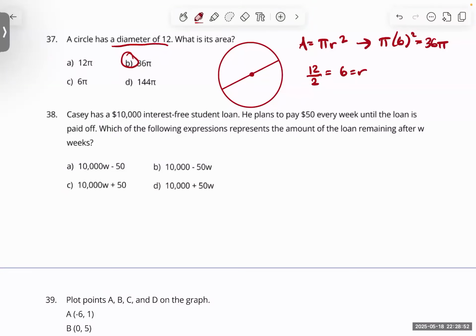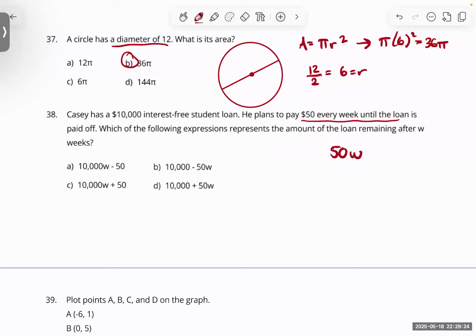He plans to pay $50 every week until the loan is paid off. Which of the following expressions represents the amount of the loan remaining after W weeks? If he's paying it each week, that means 1 week is $50. The next week he pays another 50, and the next week another 50. I keep adding 50, and remember how I said in the beginning that repeated addition is multiplication. So we're going to have 50 times W.